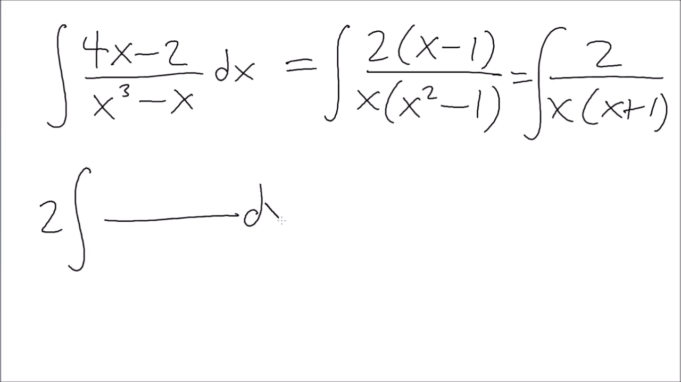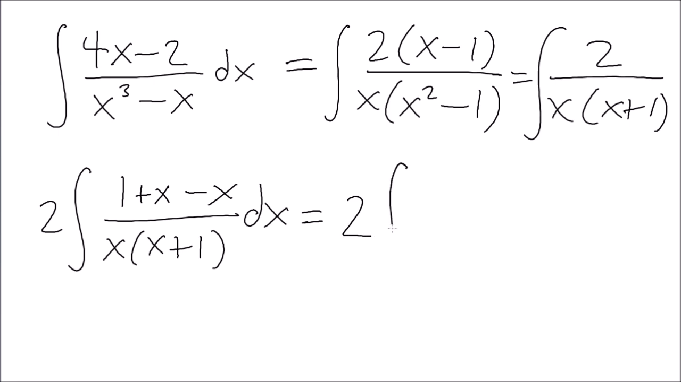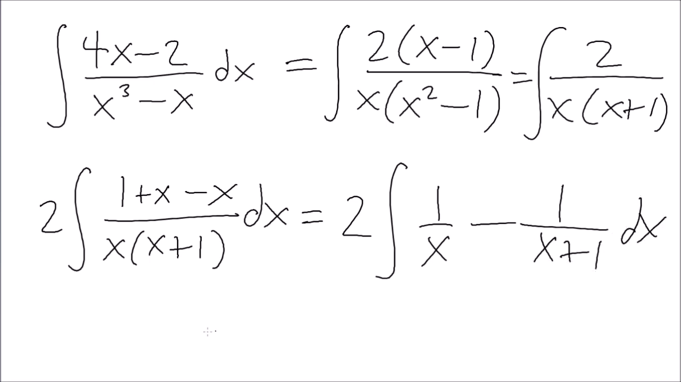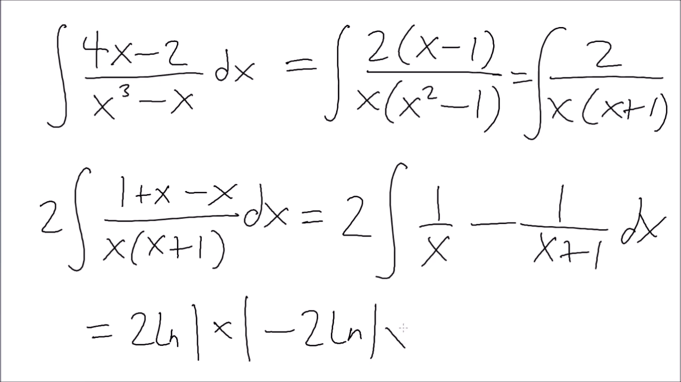Here, we have x plus 1, but here we have a 1, right? You could just do plus x minus x. And this cancels out, this cancels out. Awesome. So then this would be 1 over x minus 1 over x plus 1 here. So now our answer is just 2 ln x minus 2 ln of x plus 1 plus c.